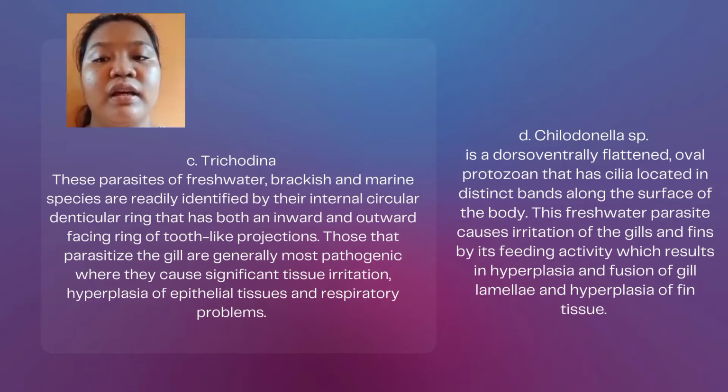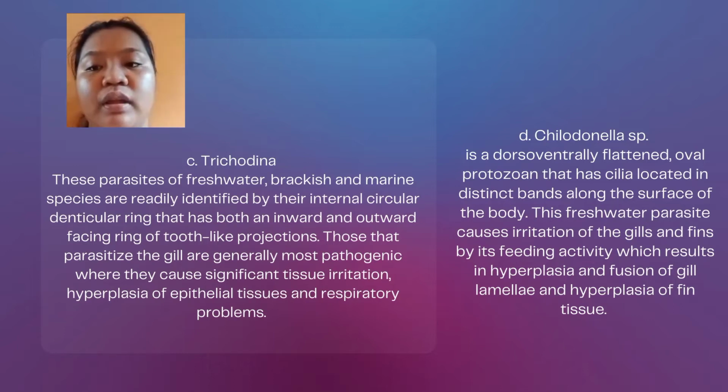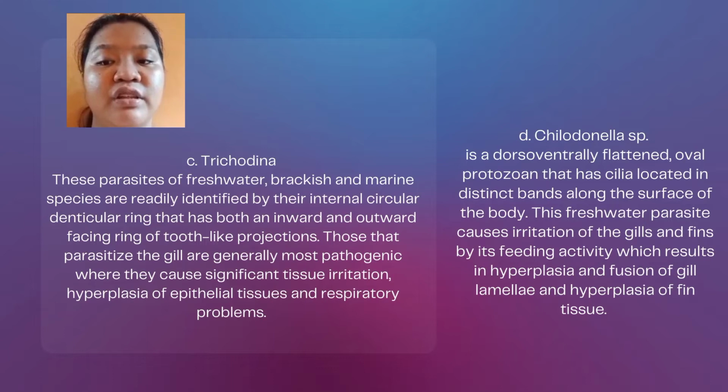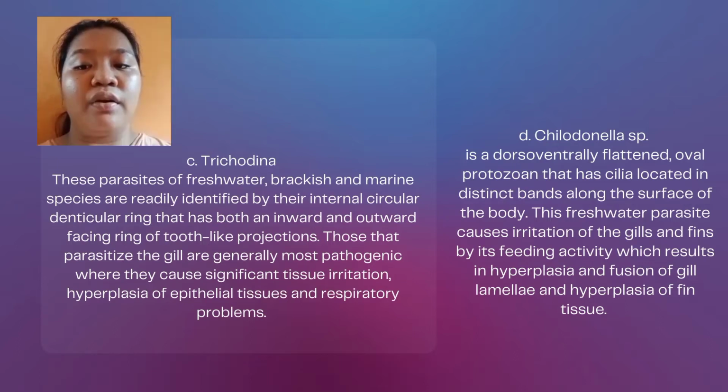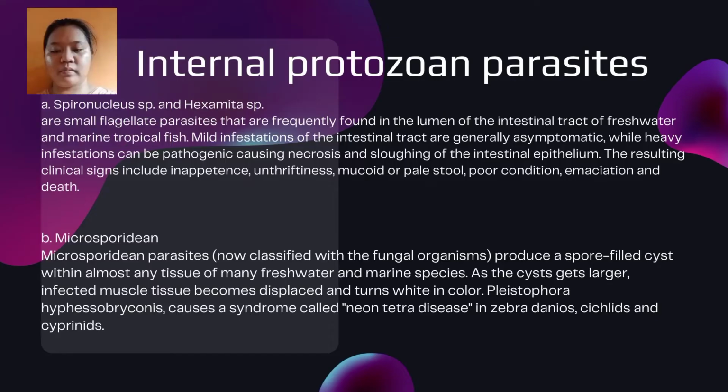Fourth is the Chilodonella species. It is a dorsoventrally flattened oval protozoan that has cilia located in distinct bands along the surface of the body. This freshwater parasite causes irritation of the gills and fins by its feeding activity, resulting in hyperplasia and fusion of gill lamellae and hyperplasia of fin tissue.